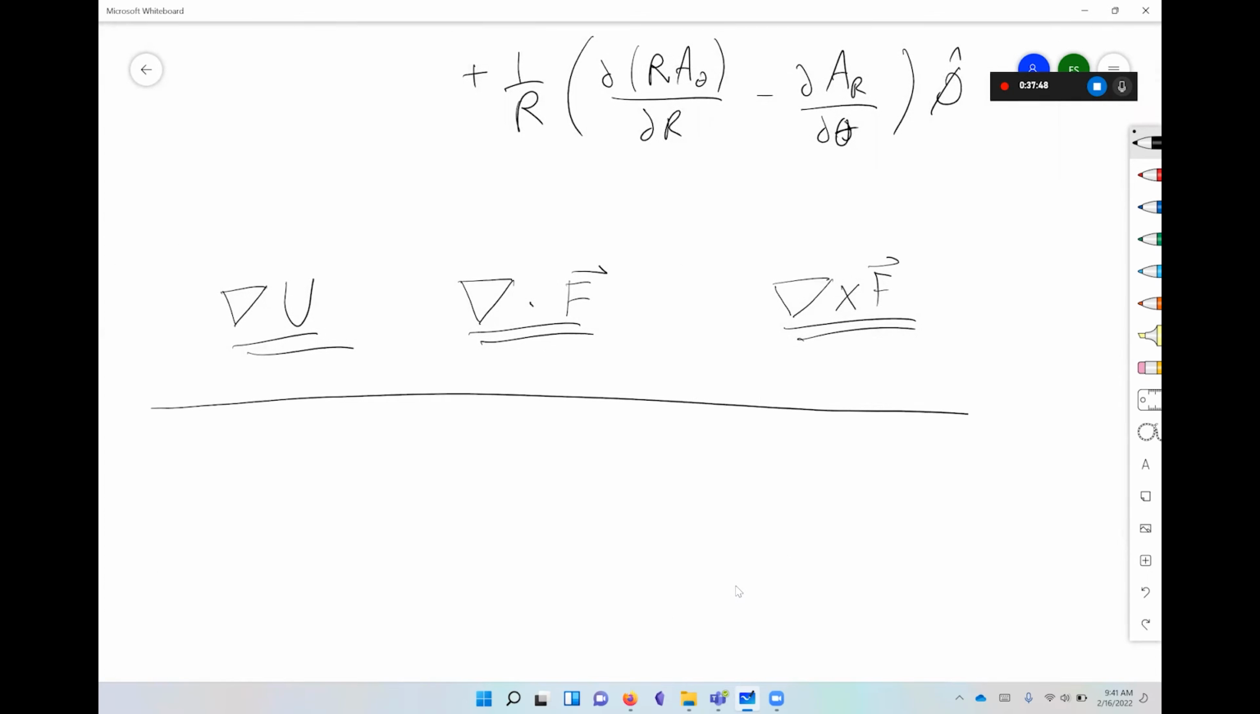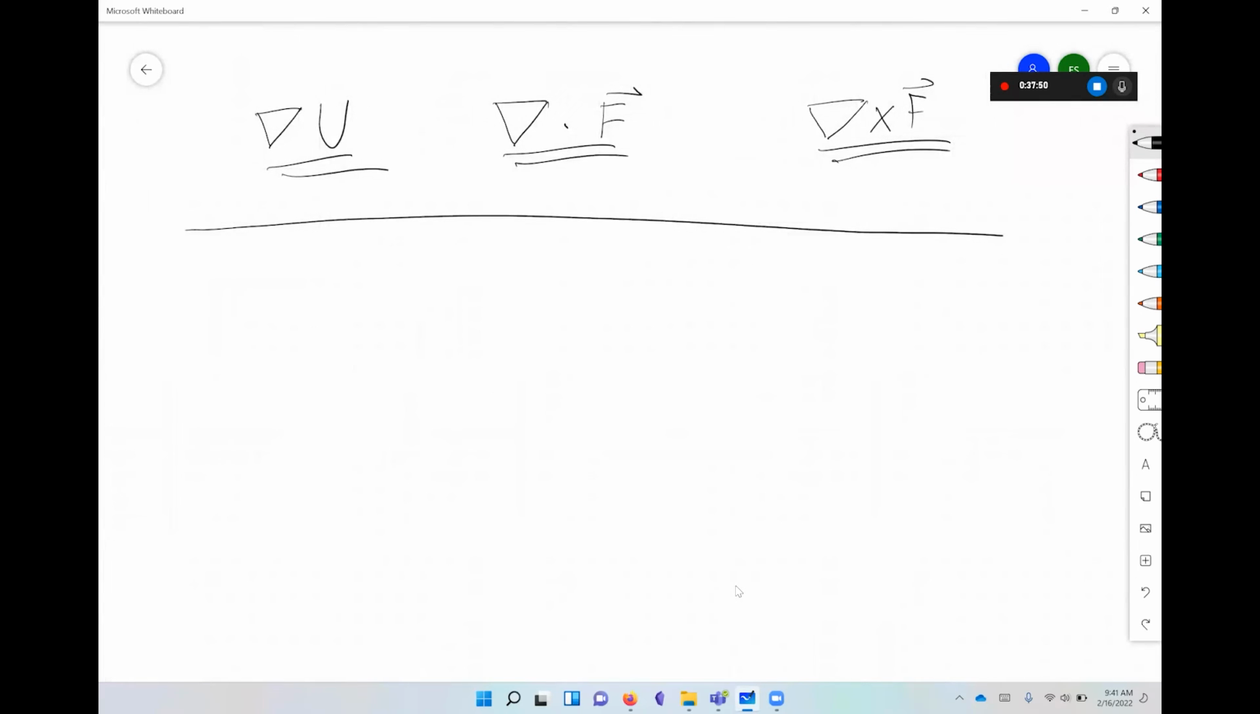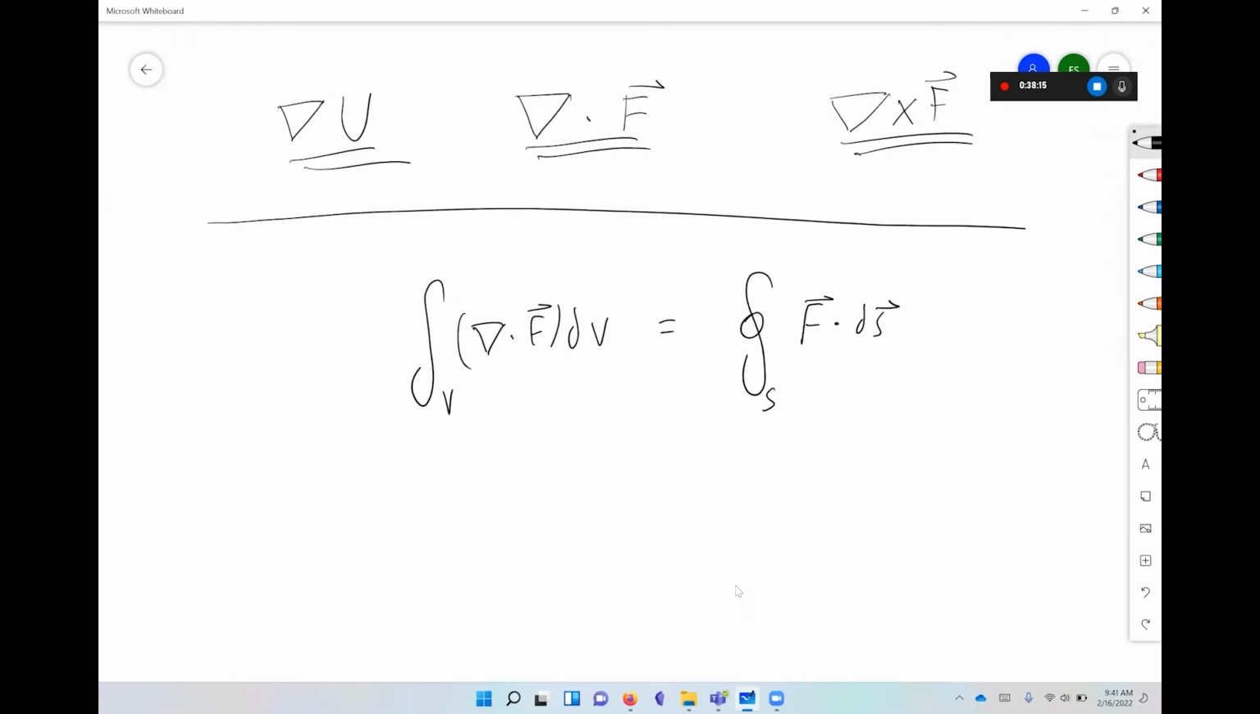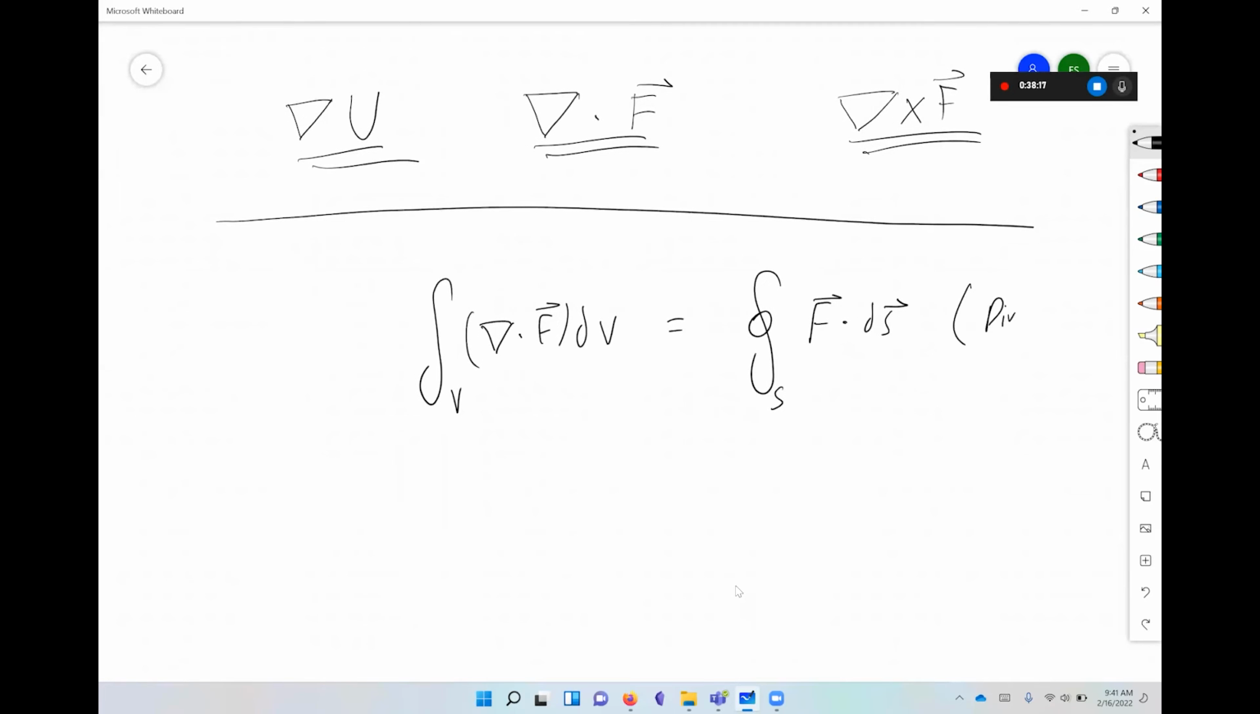Let me write down the 2 main theorems that I kind of like, just written down as obvious. And I'll show you why I think they are obvious. So let's start with the divergence theorem. The divergence theorem says if you integrate over a volume the divergence of a field F dV, you get the surface integral over the boundary. This is called the divergence theorem.